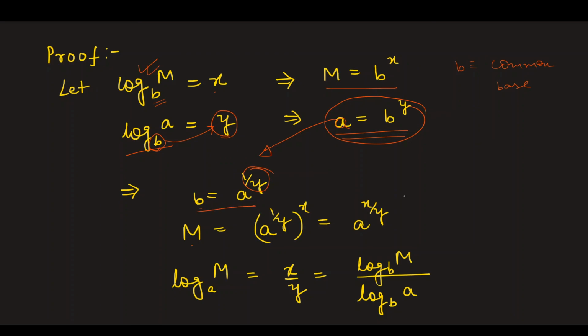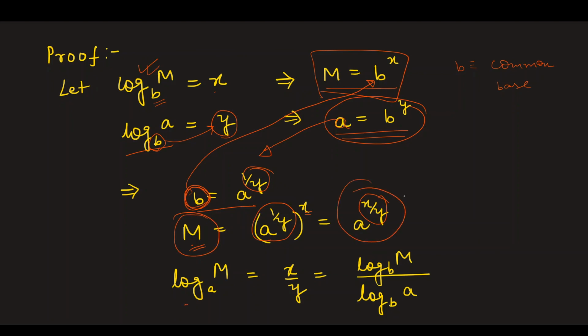Then we can substitute this b in this equation. So m is equal to b, which is a to the power 1 by y, to the power x. We get a to the power x by y. So if we take only these two terms, then we can convert this into the logarithmic equation, which says log m to the base a is x by y. So it can be written as log m to the base b upon log a to the base b.